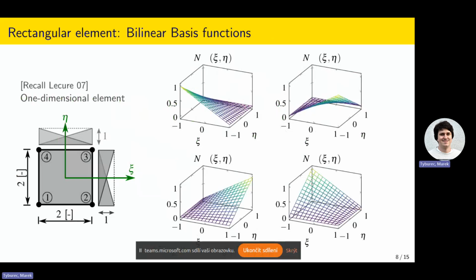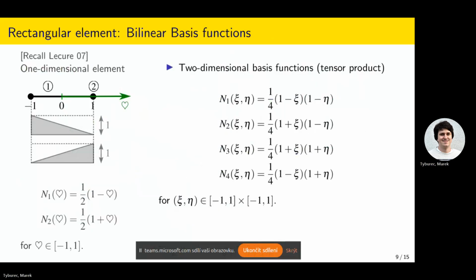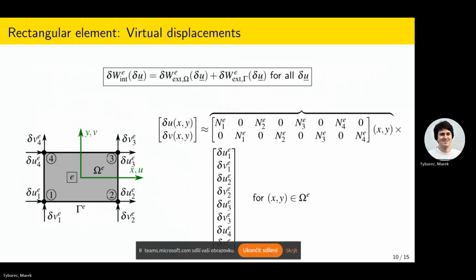Okay, and of course, due to the nature of these shape functions, they are bilinear. That means we have a product of two variables there. Essentially, this is what we already did. This is the result that we obtained by doing the tensor product. Great.